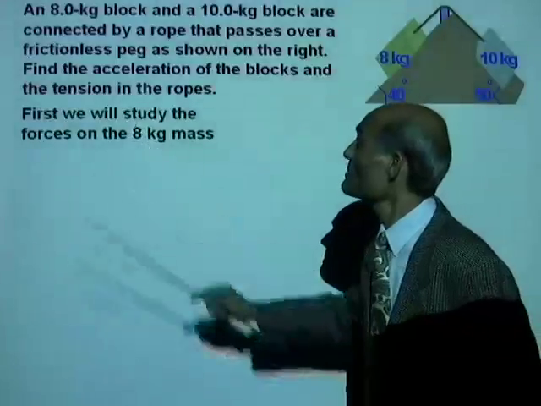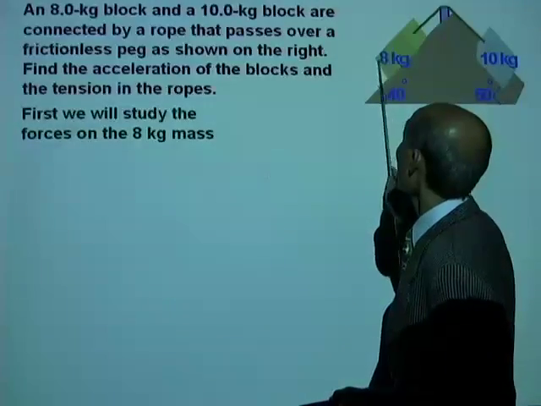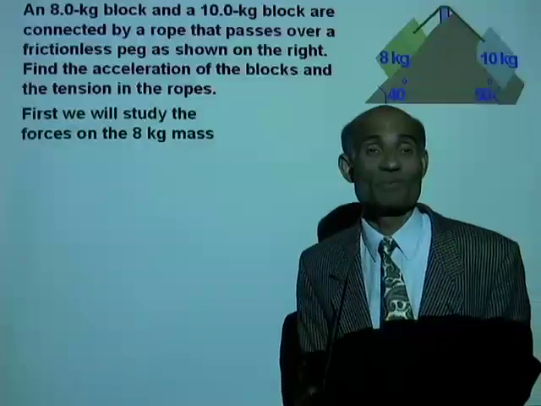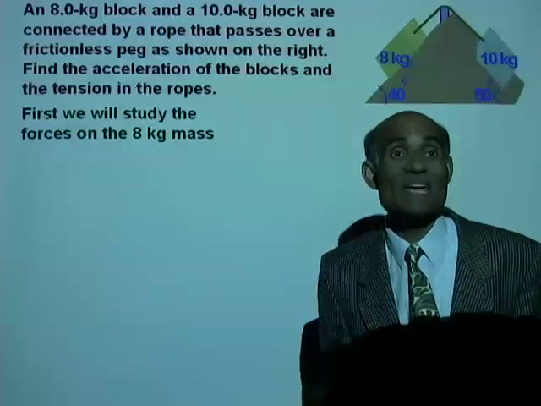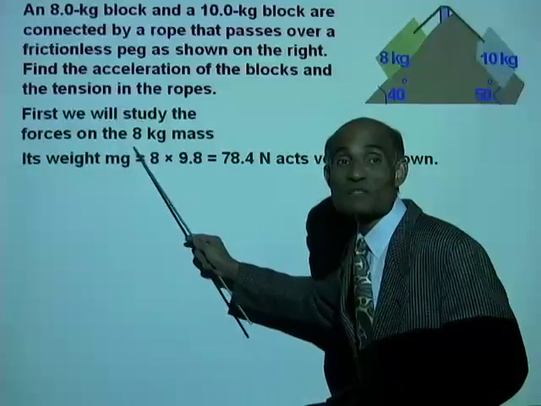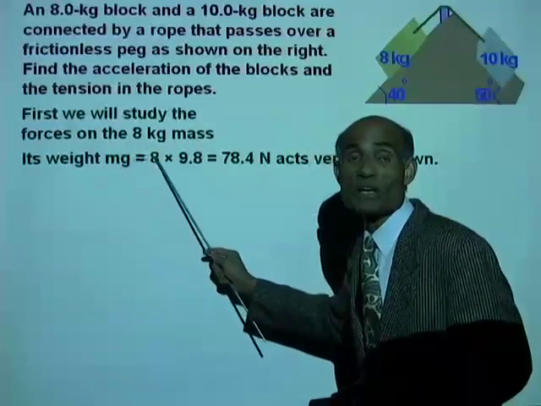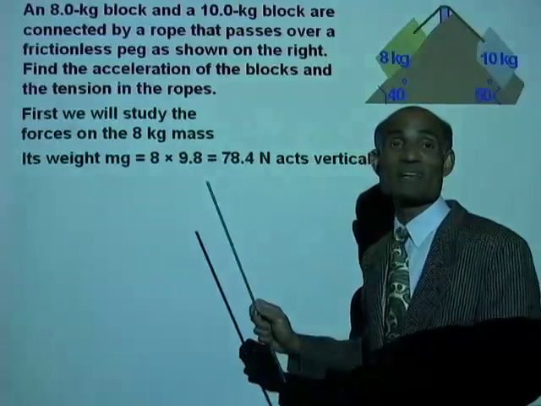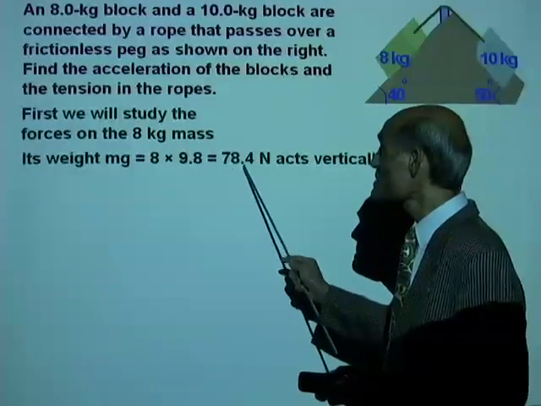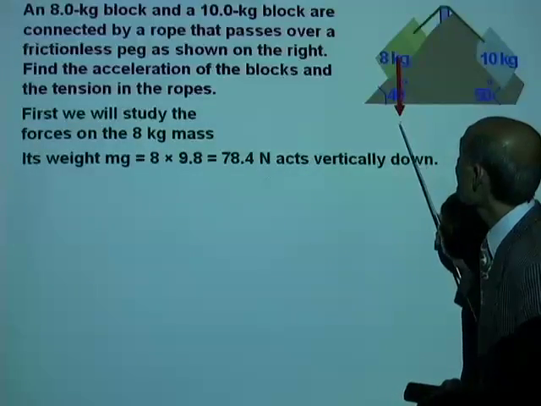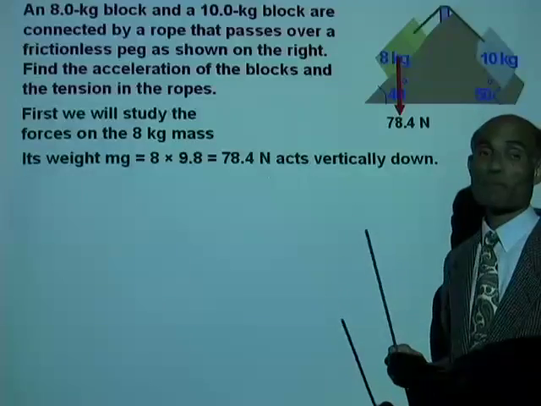Alright. First we will study the forces on the 8 kilogram. Can you do that on your own? What is the weight of the 8 kilogram? The weight of the 8 kilogram is its mass times g. 8 kilogram times 9.8 meter per second squared. That is 78.4 Newton, and that will be acting vertically down.